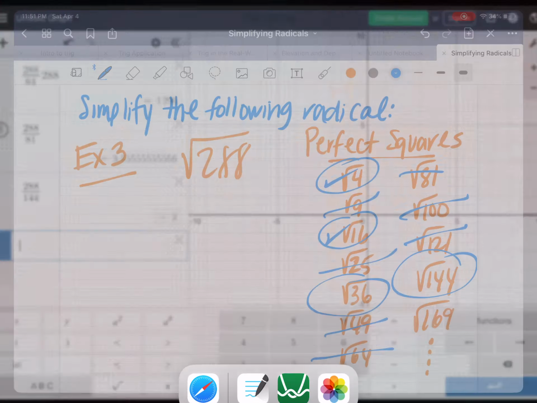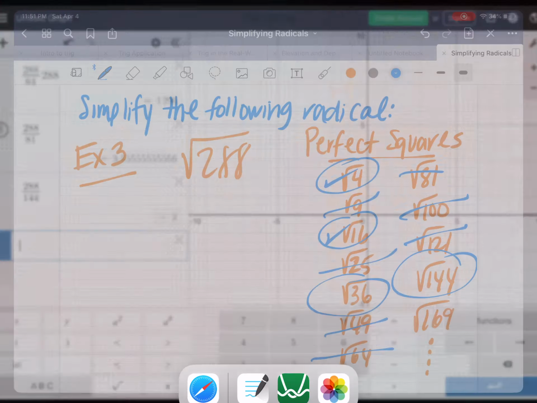So again, to avoid all that work, we're going to choose the biggest perfect square. So square root of 144 times square root of 2 equals 288. So let's do it this way. Square root of 144 is a perfect square. You get 12. Bring down the square root of 2, and you are done.